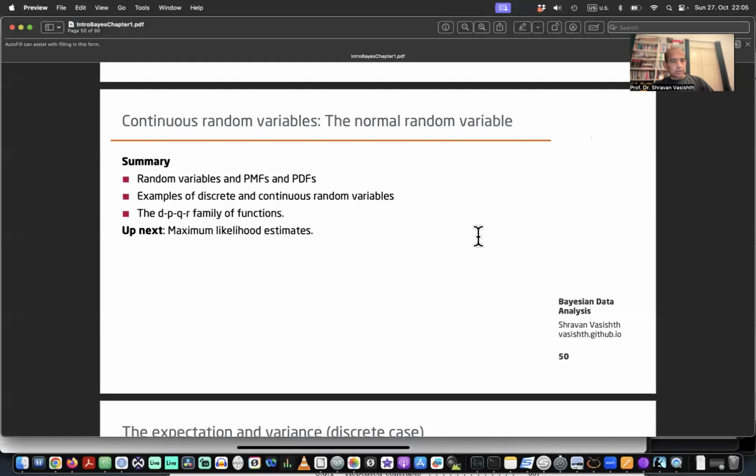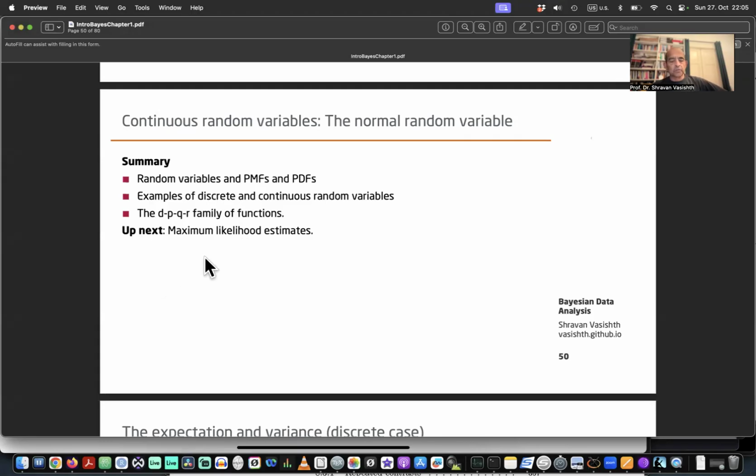Okay, so this is the second part of the foundations lecture for Bayes 1. I was at the point where I had introduced discrete and continuous distributions and the basic properties of these distributions. And so let me just pull up my slides. Right, so we had looked at discrete and continuous random variables, and I'd introduced the DPQR family of functions.